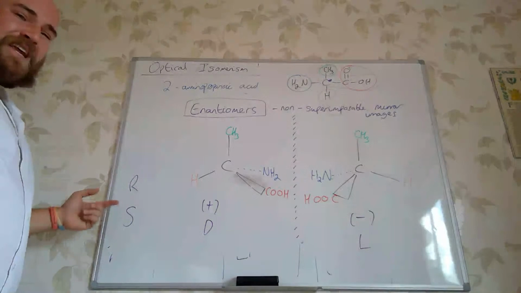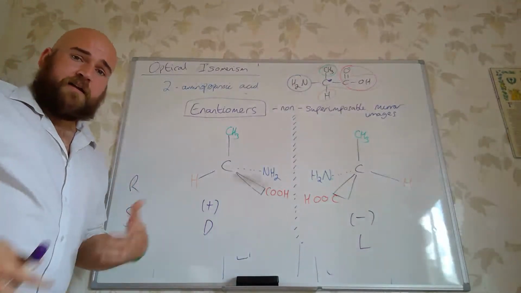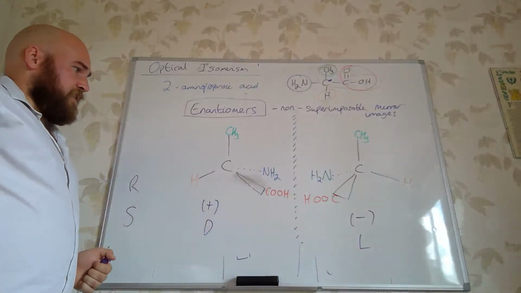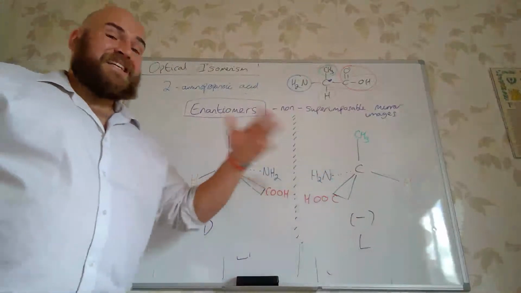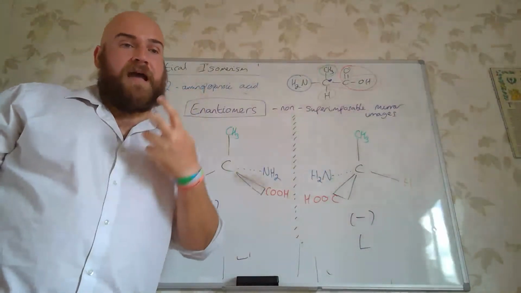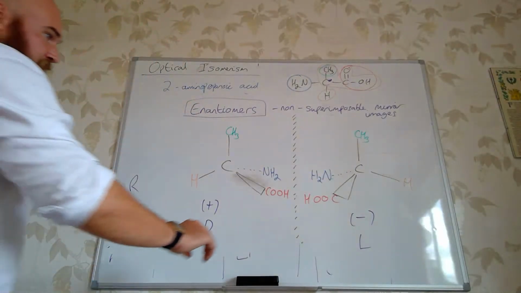You can work these out very easily using Newman projections, but again, it's not in the specification. If you want more information about it, please feel free to send me an email and I'll go through it. So all you need to be able to do is to spot chiral carbons, draw them out, and explain how to distinguish between them. And that brings us on to our final part of the lesson.